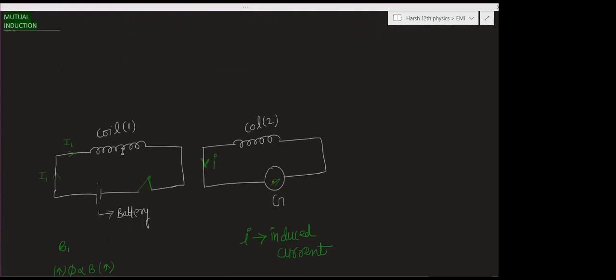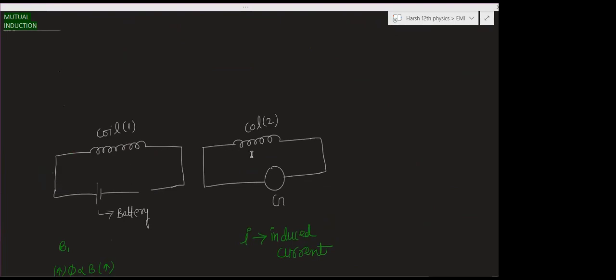Coils we have. This is one coil, this is another coil. Two coils we have, and I am removing this now. Initially, there is no current in any of the coil. So here also there is no current.